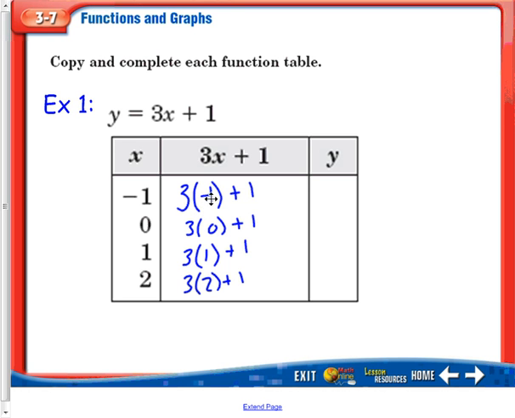So 3 times -1 is -3. If I owe 3 and I have 1, that means I'm going to owe 2. If I don't have any here, so 3 times 0 is 0 plus 1, I have 1. 3 times 1 is 3, so I have 3 and I have 1, so that means I have 4. And then 3 times 2 is 6. If I have 6 and I have 1, then I have 7.